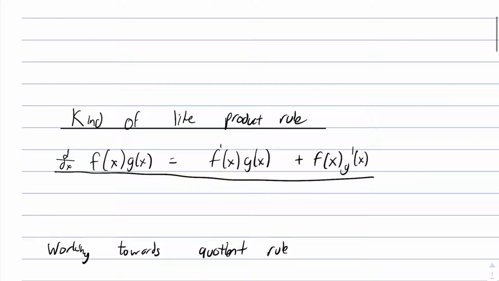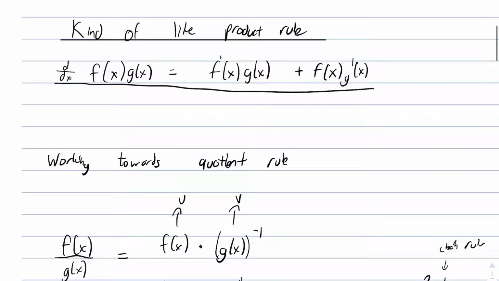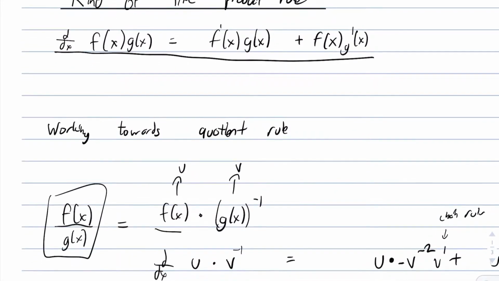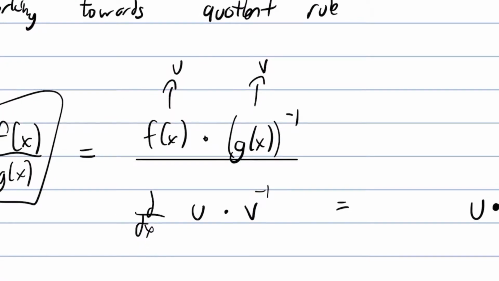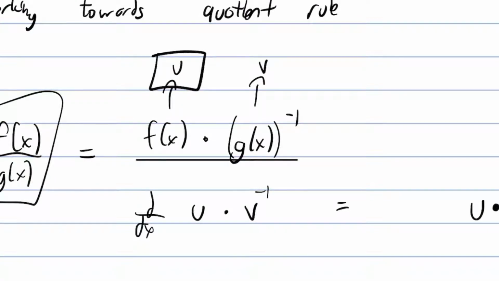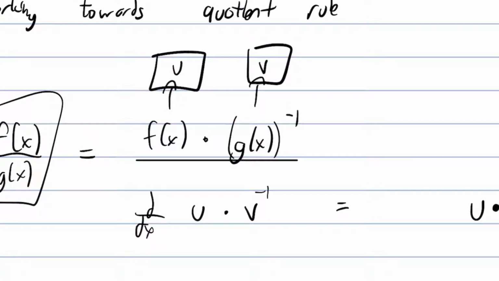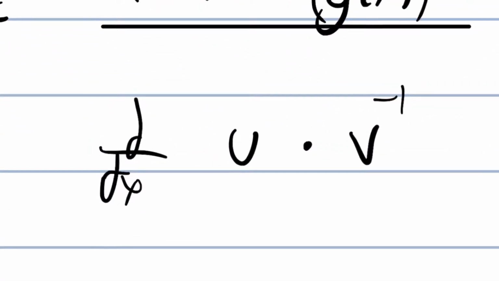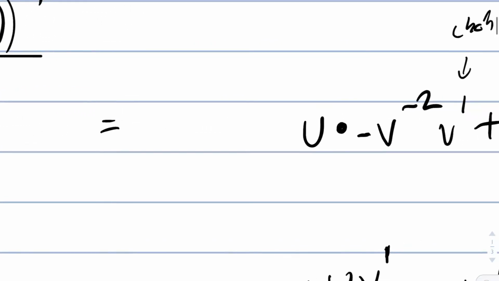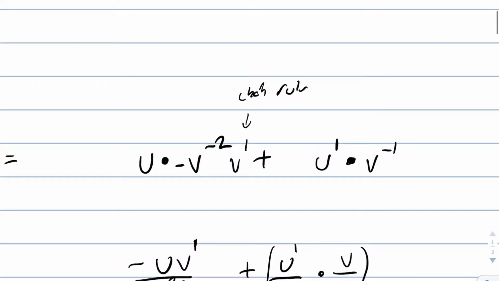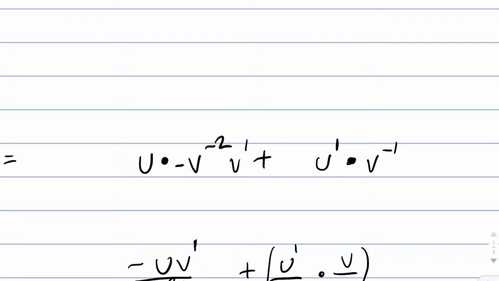And we can work towards a quotient rule if we just write it like this: f of x times g of x to the negative first power. And we're just going to simplify this. We're going to make f of x u and g of x v. So now we got d dx of u times v to the negative first. And what we find is when we differentiate this using product rule, we get this right here.